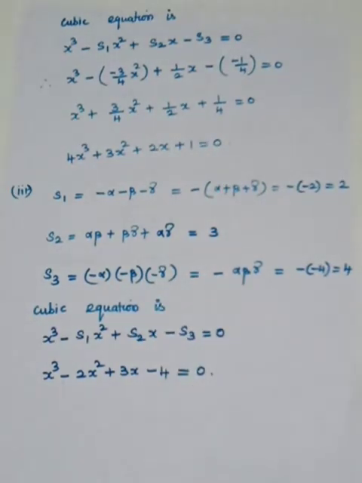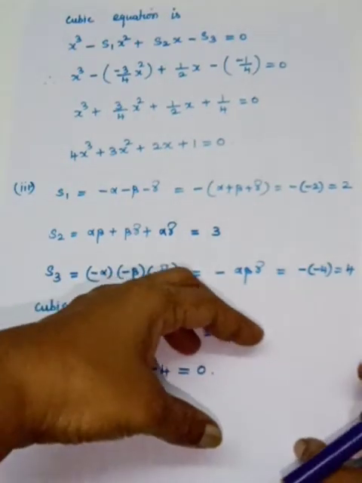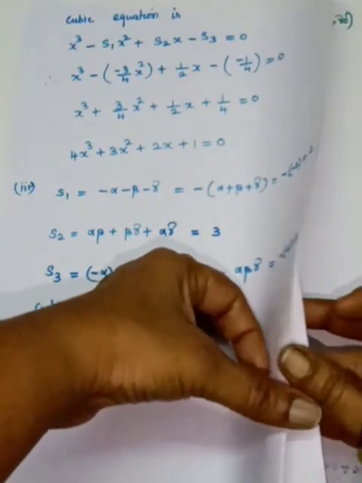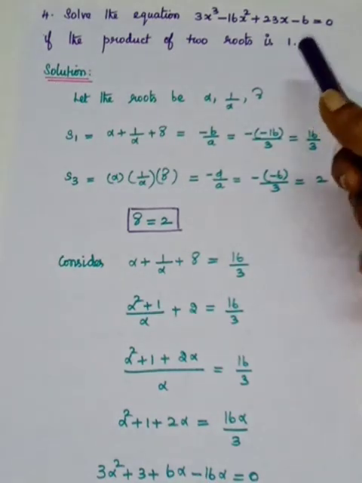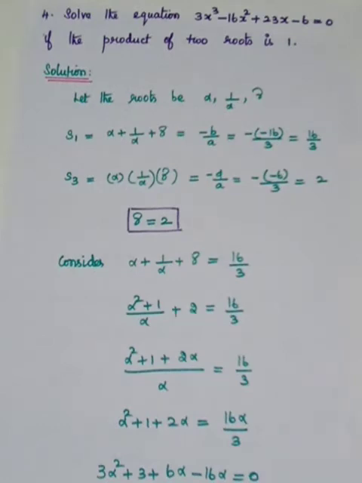So for the first one, the given equation is given. From that you have to find the sum of the roots and the product of the roots. Then find what is asked. So coming to problem number 4: solve the equation if the product of the 2 roots is 1. Solve means you have to find the value of x.